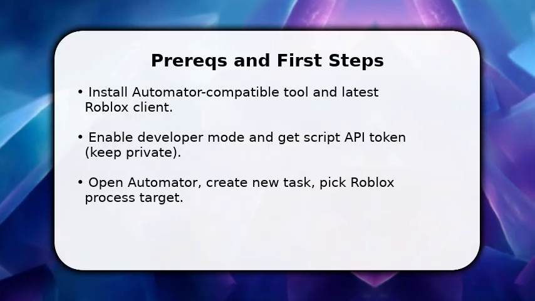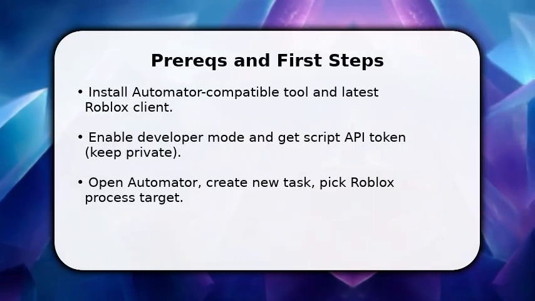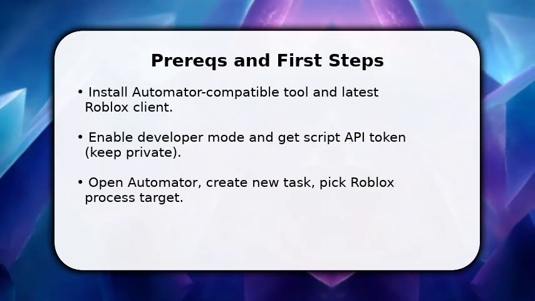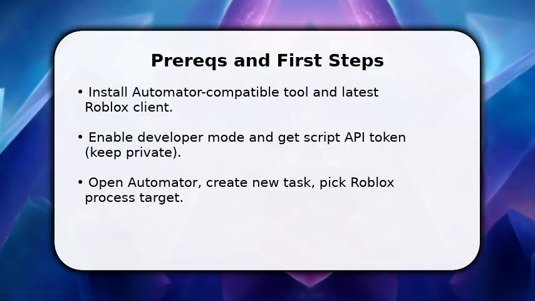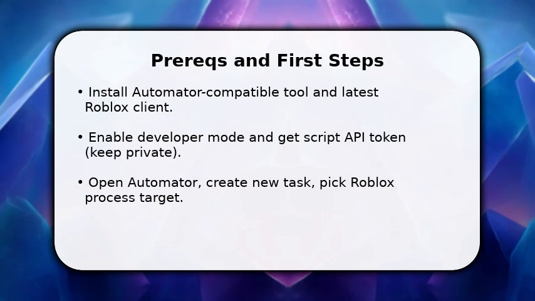You do this first to avoid complex debugging later. Once Automator detects Roblox, you can chain richer actions with confidence and reduce permission headaches.